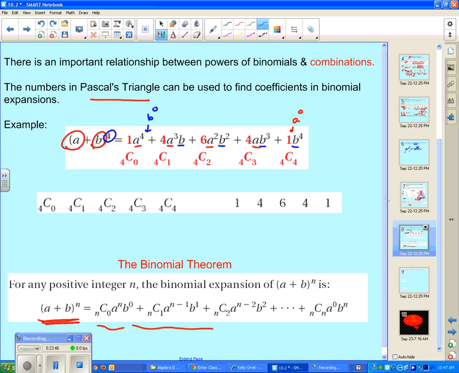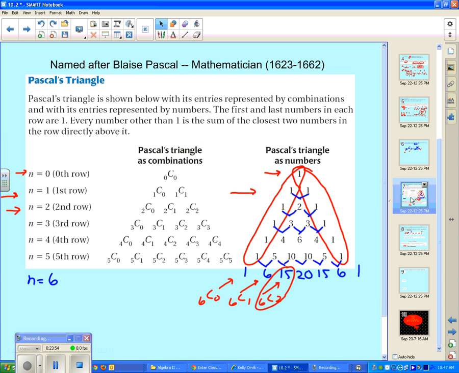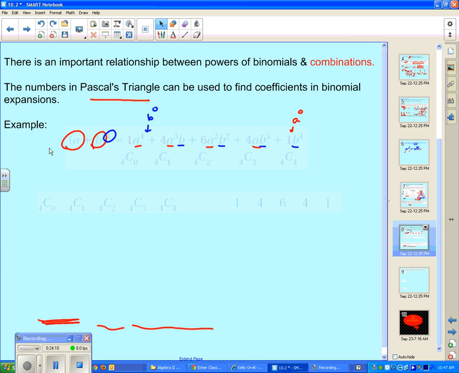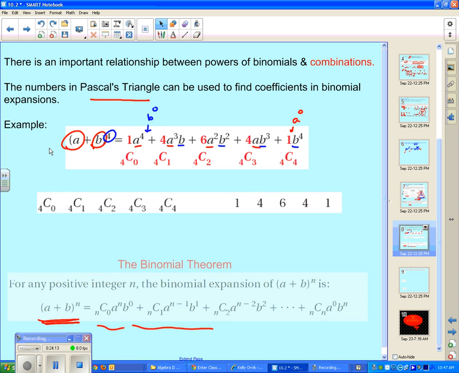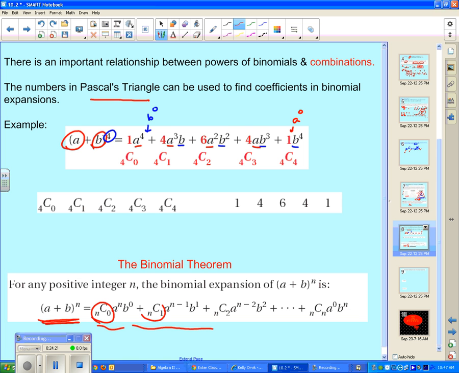Combining that then with Pascal's triangle, we had a 4th row here. I'm going to flip back to the previous slide. 4th row, 1, 4, 6, 4, 1. Notice, I can get this to come back up. 1, 4, 6, 4, 1. Okay, that is in the binomial theorem here. Those are our combinations. That's the piece of Pascal's triangle.